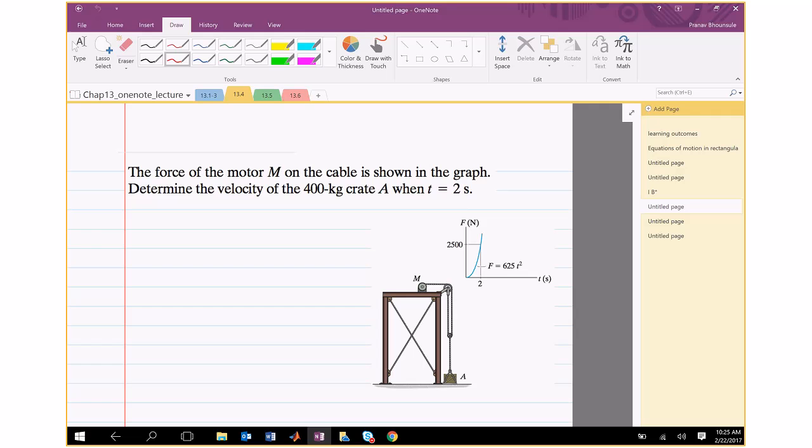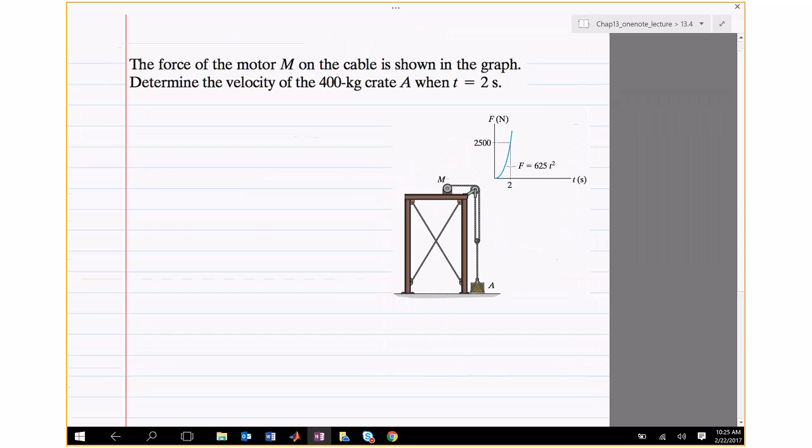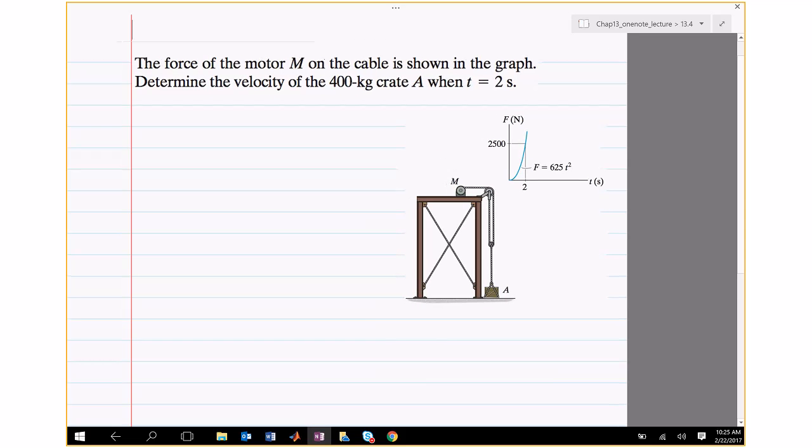So here's the next question. The force of a motor M, so this is the motor, on the cable is shown in the graph. So this is a plot of the force. I think they imply that this cable here applies a force F, which is a function of time. The function is 625 t square. You've got to find the velocity of the 400 kg crate A when time equals 2 seconds.